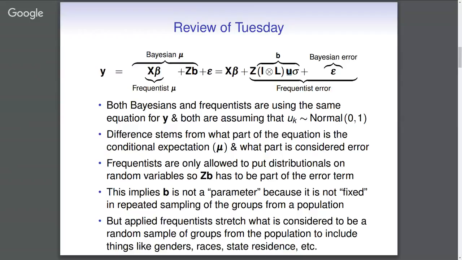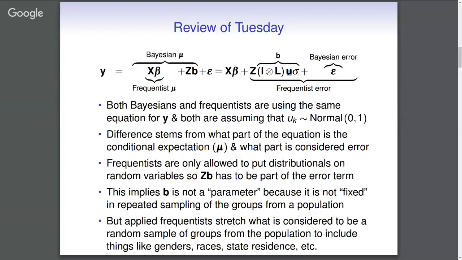Or they'll put some sort of random effect for the race categories. Now, there are different ways to define the race categories, but most of them use the census definition, which has also changed over time. But there tends to be about 5 or 6 races that are considered by the census, and in your census data, you have people from all those. So it's not really the case that you took a random sample of races from the population of races in the United States. You have all of them.